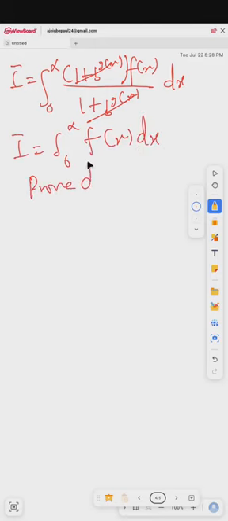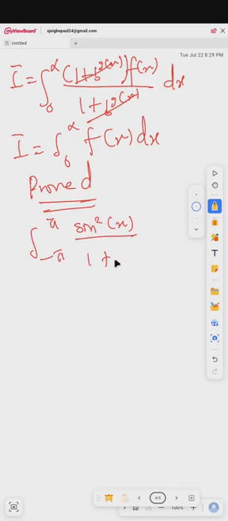So that proves that property. I mean, that's the Riemann integral property there. Okay, now the question says we should use the given information to solve this integral from negative pi to positive pi of sine squared of x over 1 plus e raised to the power of x cubed, dx. Okay, what can we do now?